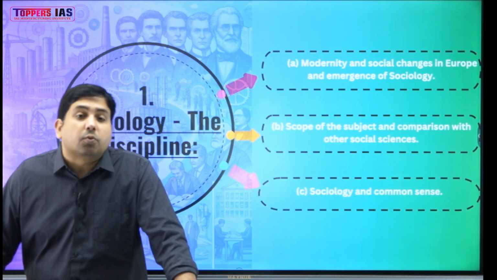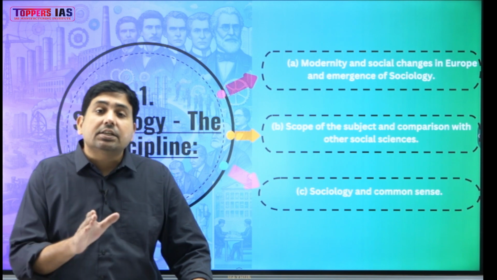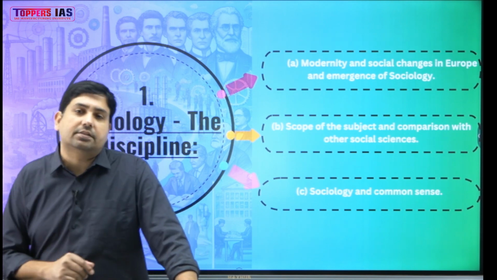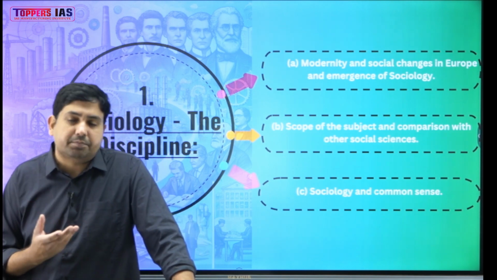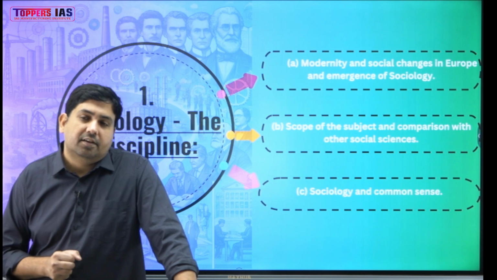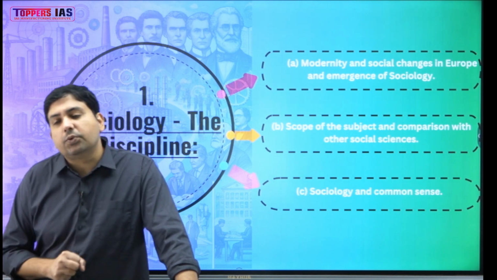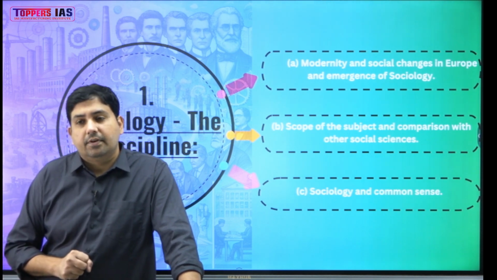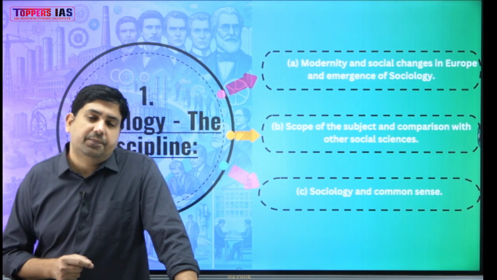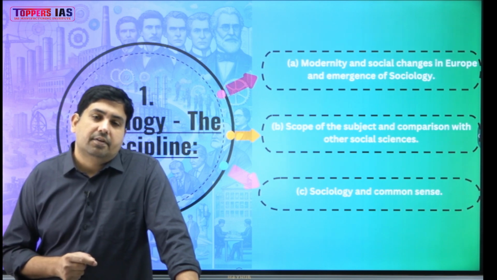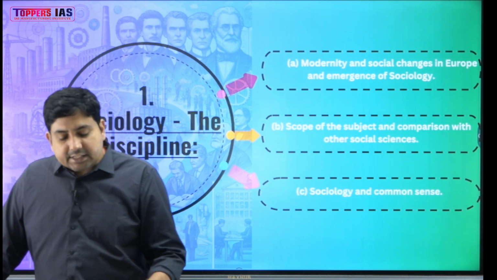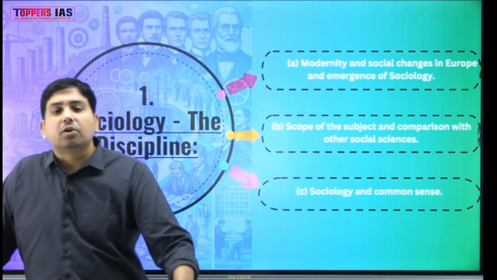Okay? So common sense, what is common sense? It is often based on what? Assumptions, stereotypes, personal bias, prejudice, you can say, limited experience. Okay? And this common sense can be contradictory and wrong also.